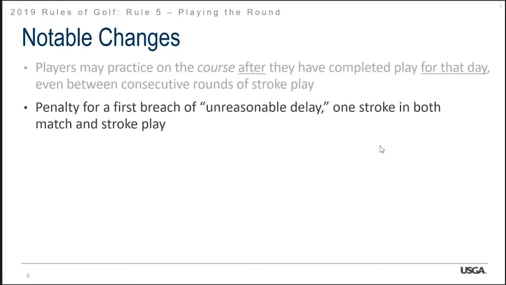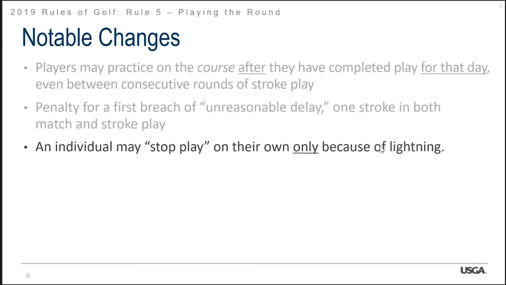And the penalty for a breach for the first unreasonable delay is 1 stroke now. So now if we do have unreasonable delay, we can just give them 1 stroke right away, okay, within the new rules. A player may stop play only because of lightning.